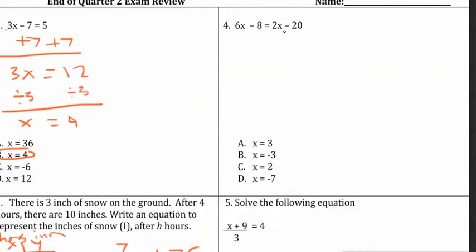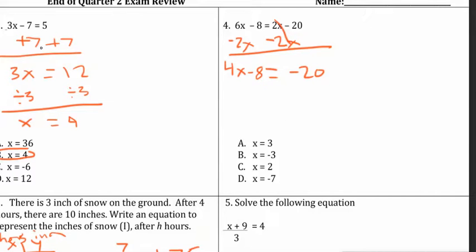Alright, so this equation is a little bit weird because we have x's on this side and x's on this side. And I just want to find out what x is equal to. So somehow I need to get all those x's on the same side. I see that there's less x's on the right side, so I'm going to try and get rid of those. So I'm going to subtract 2x, because 2x minus 2x is 0. I'm going to subtract 2x on the other side as well. So now I have negative 20 on the right side. And on the left side I have 6x minus 2x is 4x minus 8.